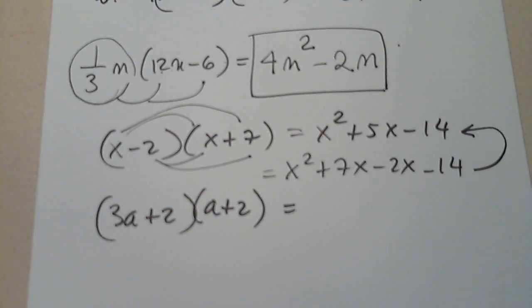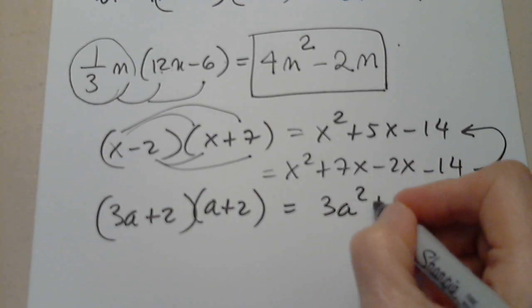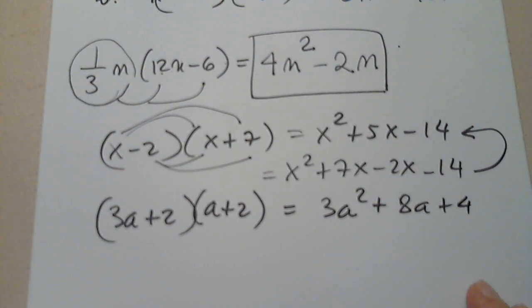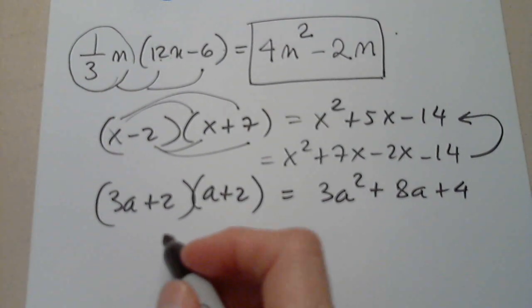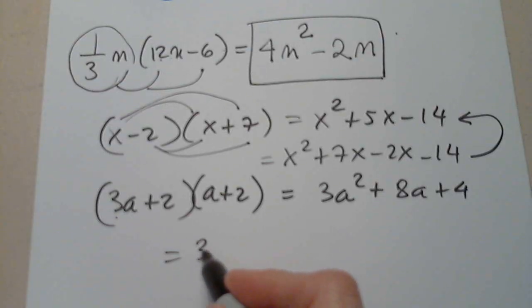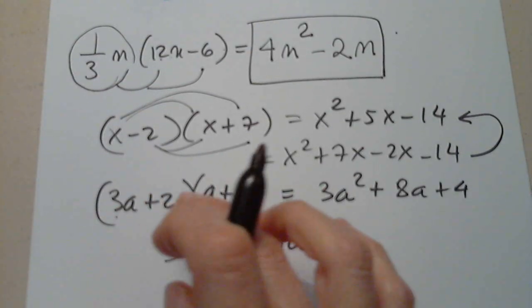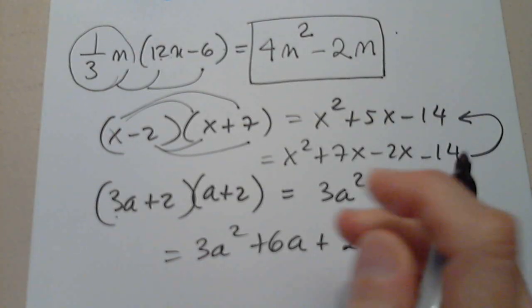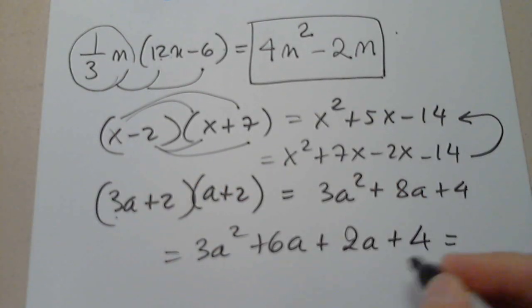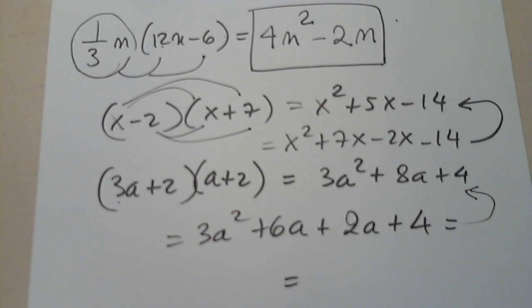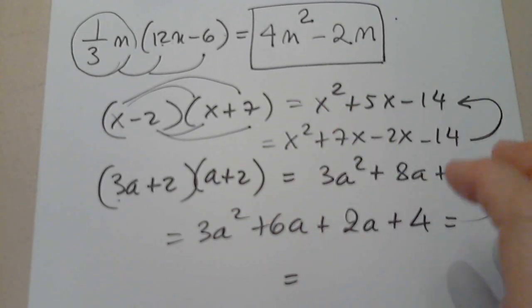For the second one, I have 3a squared plus 8a plus 4. Indeed. So 3a times a, 3a squared. 3a times 2, 6a. 2 times a, 2a, plus 2 times 2, which is 4. So indeed, this reduces to what Nadi gave us, 3a squared plus 8a plus 4.